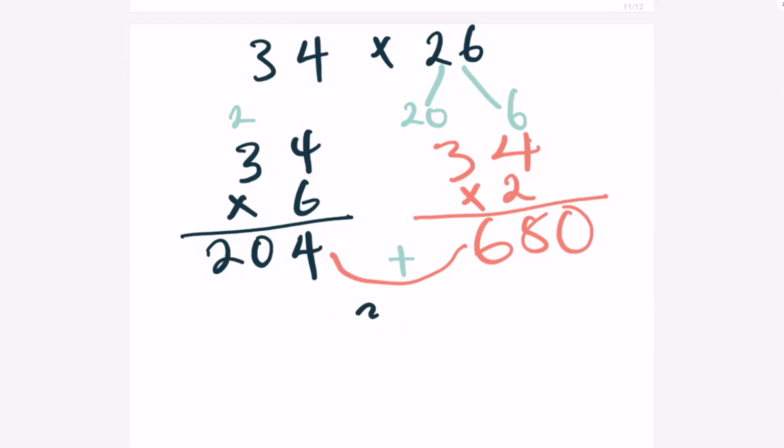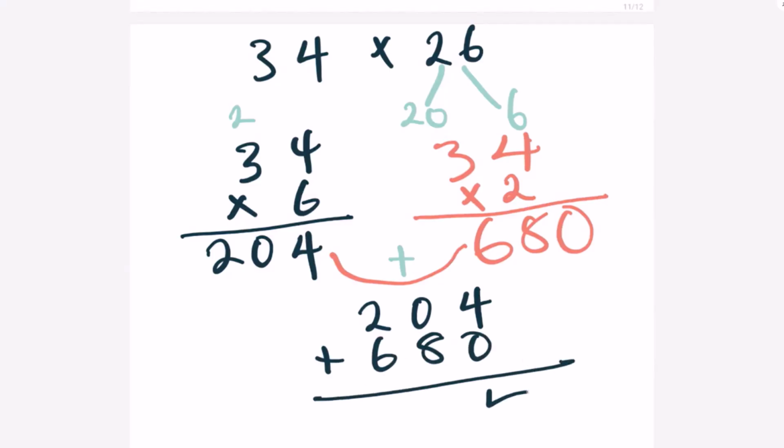So that gives us 204 and 680. 4, 8, 8. So our final answer is 884. That is the answer of our two-digit multiplication.